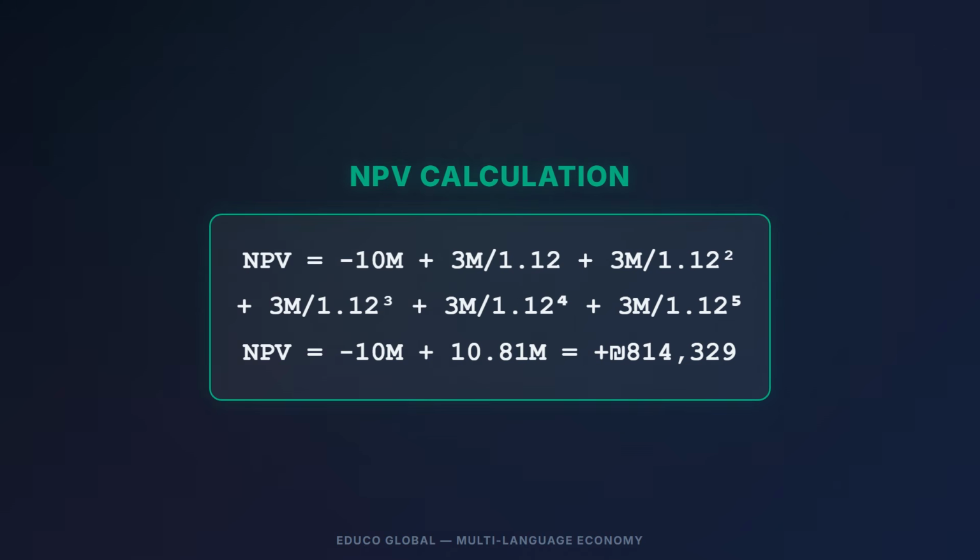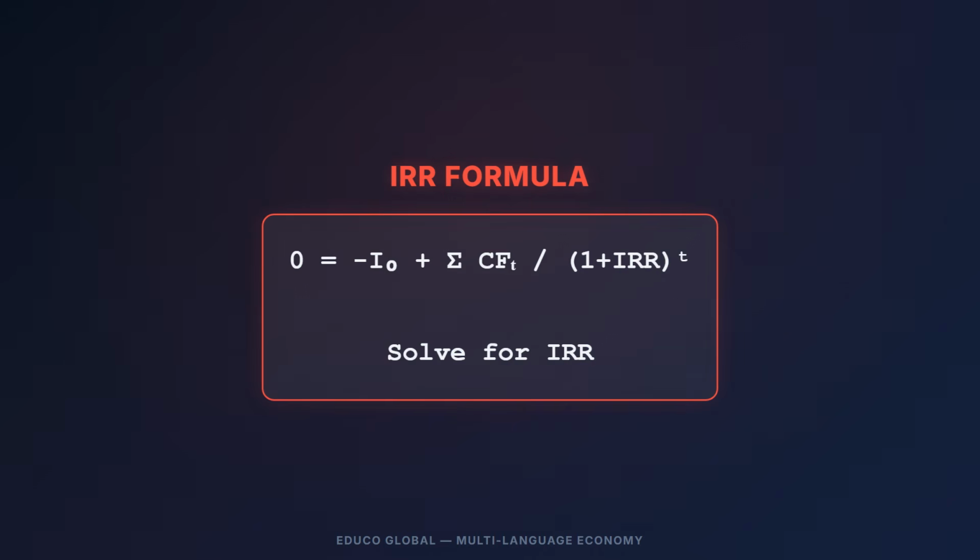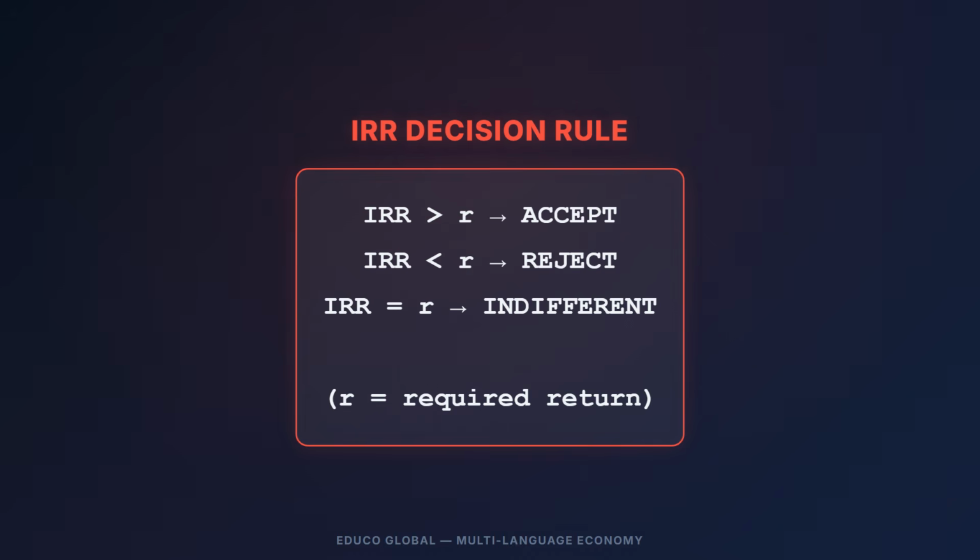The internal rate of return, or IRR, is the discount rate that makes the project's NPV exactly 0. It tells you the project's effective annual return. To find the IRR, set the NPV equation equal to 0 and solve for the discount rate. This usually requires trial and error, a financial calculator, or Excel. If the IRR exceeds your required return, accept. If it's below, reject. If equal, you're indifferent. The IRR tells you the maximum cost of capital the project can bear.